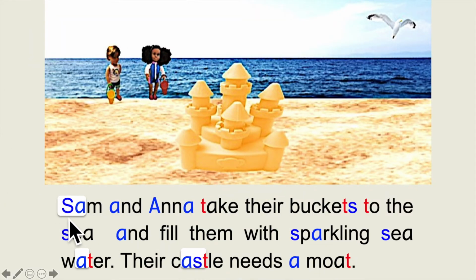I'll read it first. Sam and Anna take their buckets to the sea and fill them with sparkling seawater. Their castle needs a moat. Now, a moat is something that goes around a castle, a big ditch to stop people being able to get in. And sometimes those big ditches are filled with water. Not all moats have water, but they're going to make one with water. I'll read that again. Sam and Anna take their buckets to the sea and fill them with sparkling seawater. Their castle needs a moat.